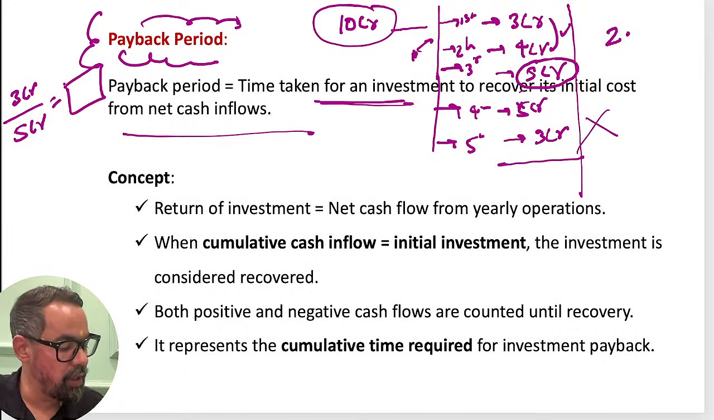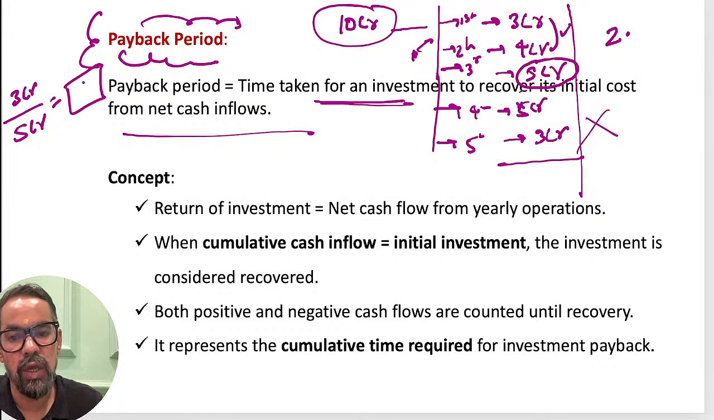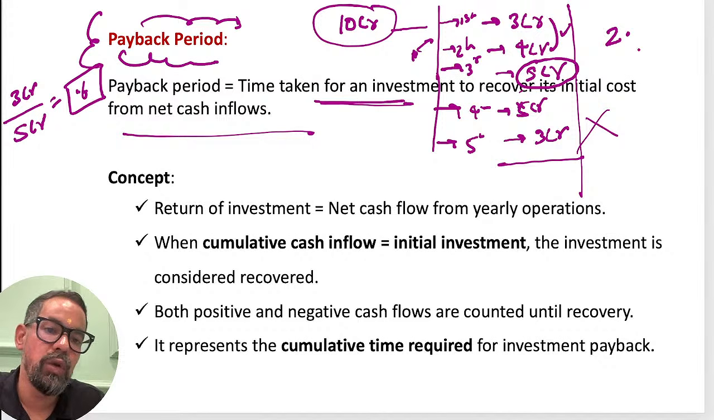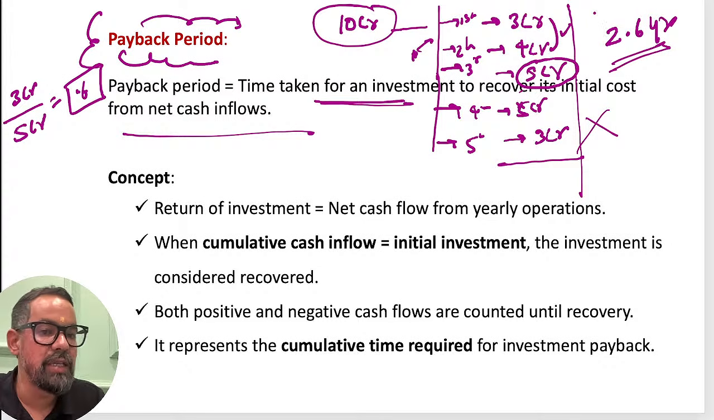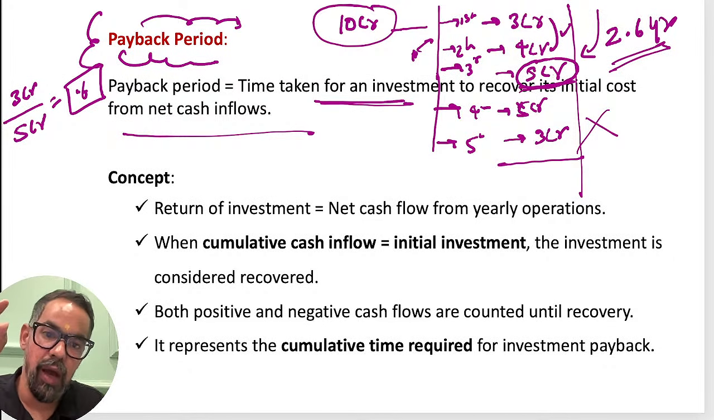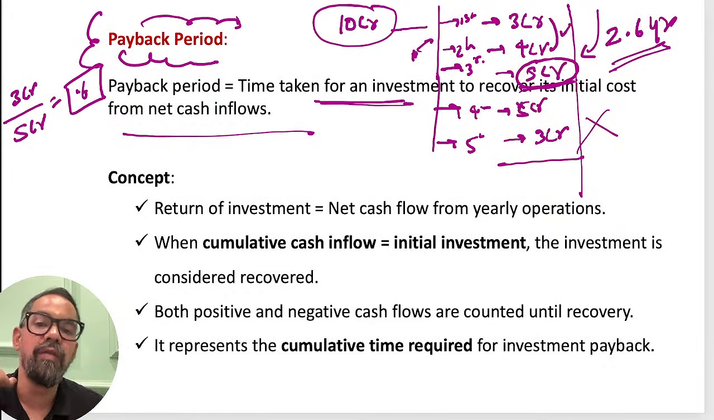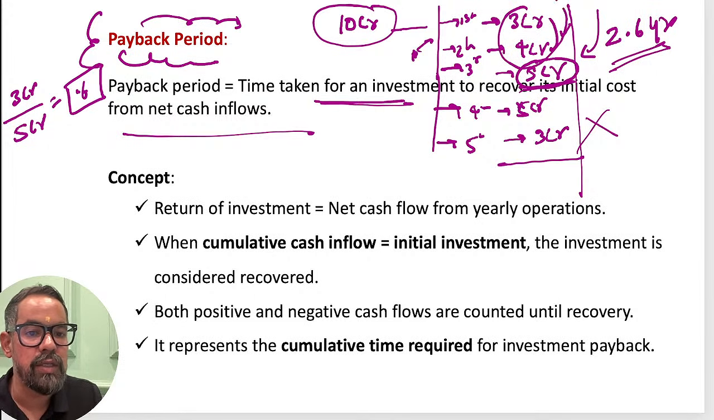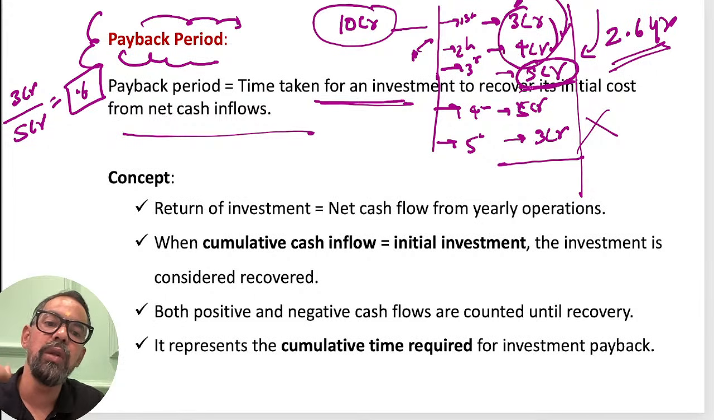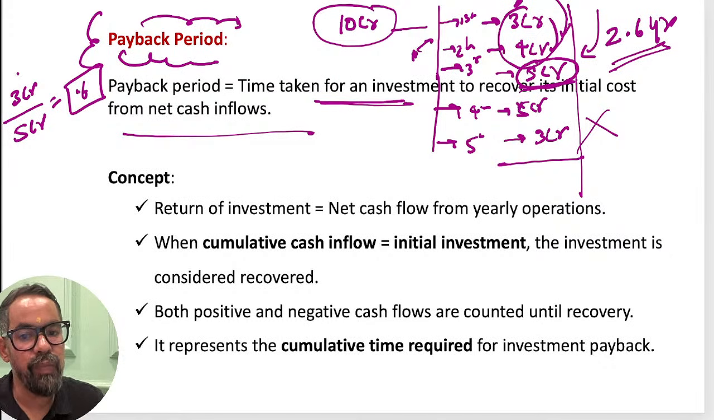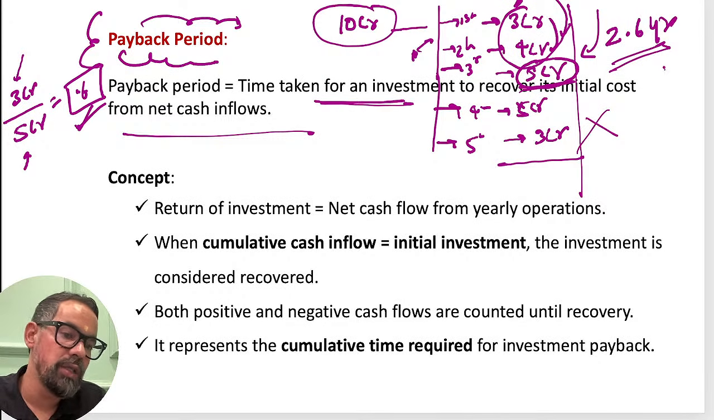What is 3 divided by 5? 3 divided by 5 is equal to 0.6. So it will take 2.6 years to recover the money. So how do you calculate this? Out of the third year's 5 crore rupees, we do not need the whole 5 crore because we have already covered 7 crore rupees in the last 2 years. Now we need only 3 crore, so the remaining 3 crores divided by the overall 5 crores, and that is your answer.